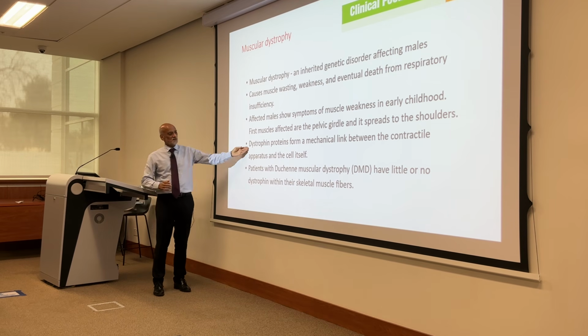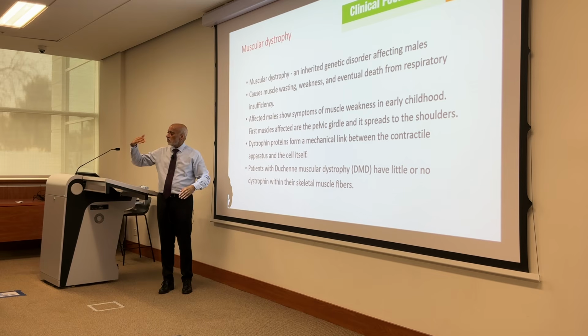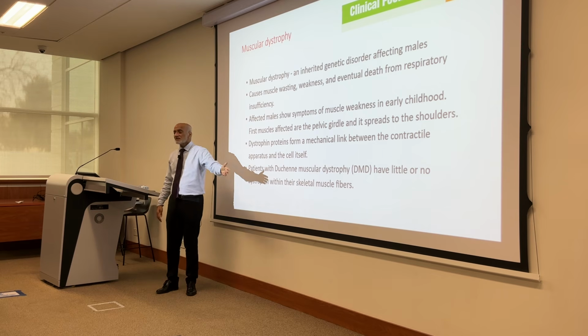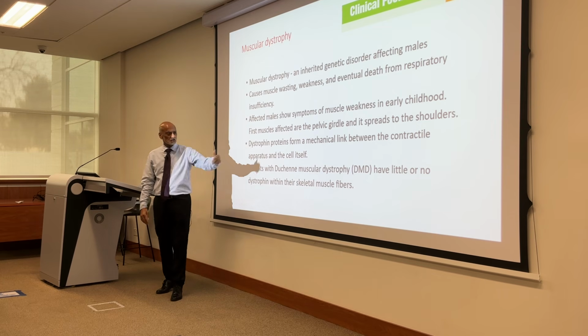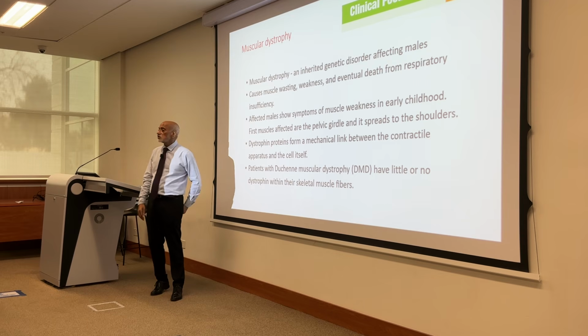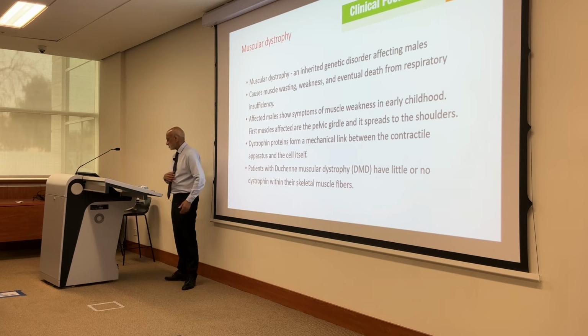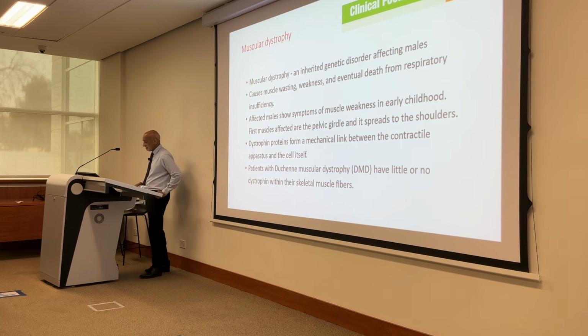Dystrophin is a protein that will transfer the force from the muscle cell to the outside, and patients with Duchenne's muscular dystrophy, named after the person who discovered it, have little or no dystrophin, and therefore the muscle becomes weaker, and obviously these patients die in early adulthood.